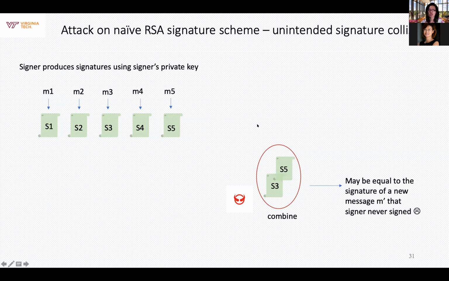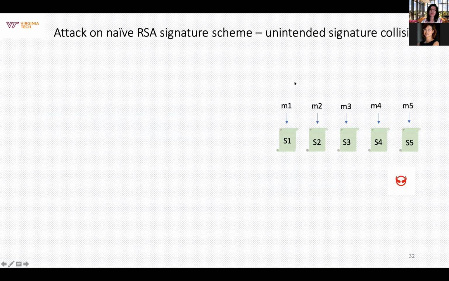Similar to the issues that we mentioned for the RSA naive encryption scheme. On a very high level, you may have a situation where a signer generates a whole bunch of signatures on a whole bunch of different messages, and the attacker accidentally or intentionally finds out that certain messages' signatures, when you combine them, when you multiply them together, become a signature of a new message that the signer has never signed. And so then you can forge signatures. That's bad. That's exactly the problem.